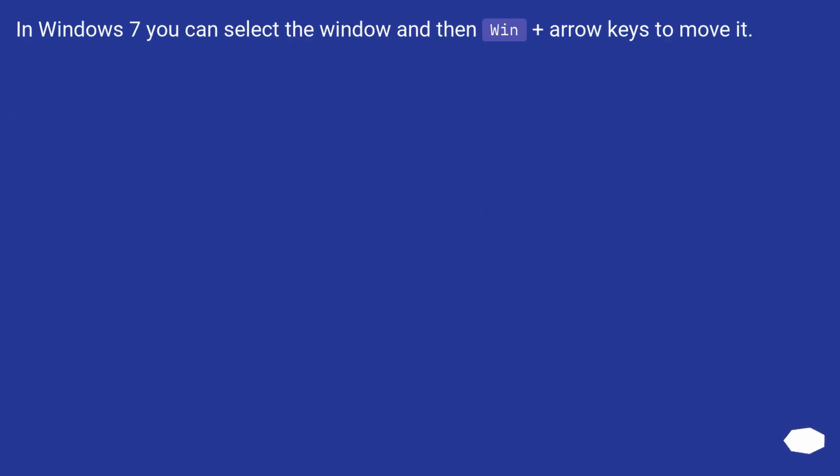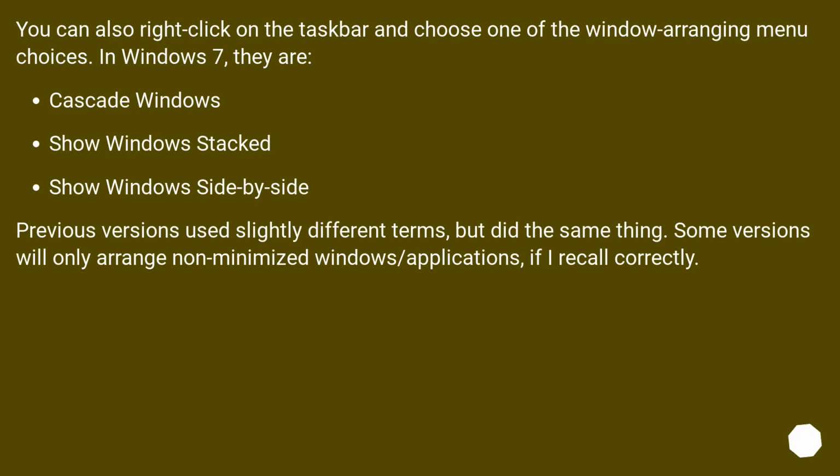In Windows 7 you can select the window and then use Win plus arrow keys to move it. You can also right-click on the taskbar and choose one of the window arranging menu choices. In Windows 7, they are Cascade Windows, Show Windows Stacked, Show Windows Side by Side. Previous versions used slightly different terms, but did the same thing. Some versions will only arrange non-minimized windows/applications, if I recall correctly.